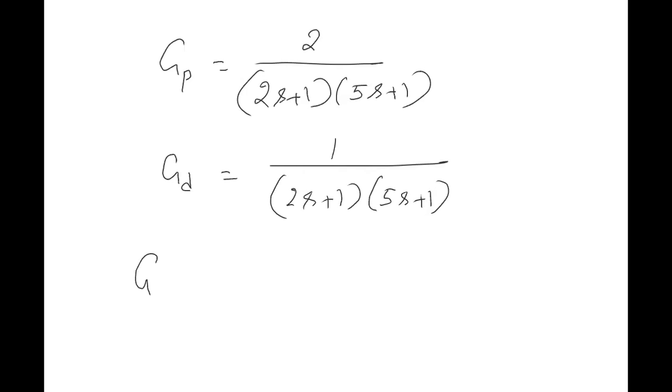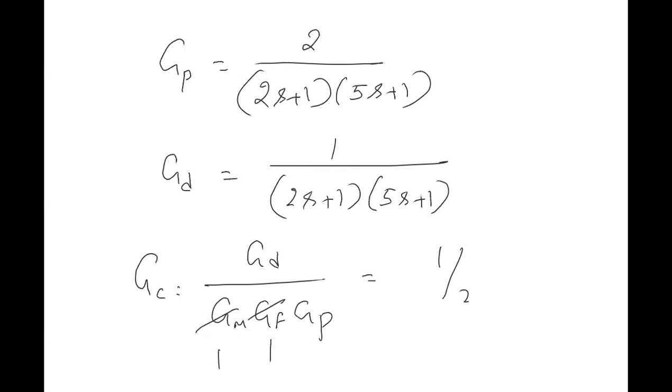So what is the controller transfer function? Gd by Gm, Gf, Gp. Gm, Gf are not given, so 1 and 1. So Gd by Gp is 1 by 2. So if the controller transfer function is 1 by 2, it will reject all the disturbances which are coming into the system.